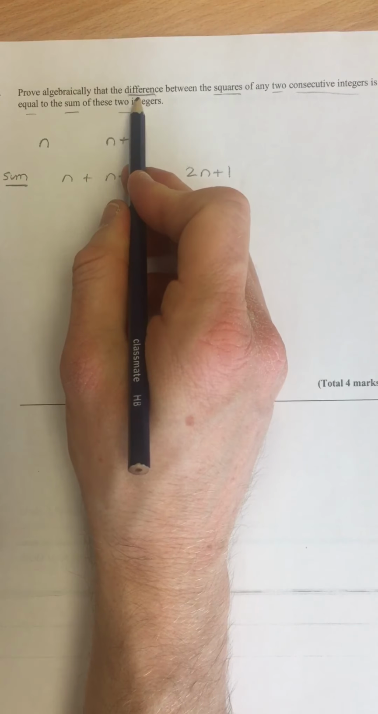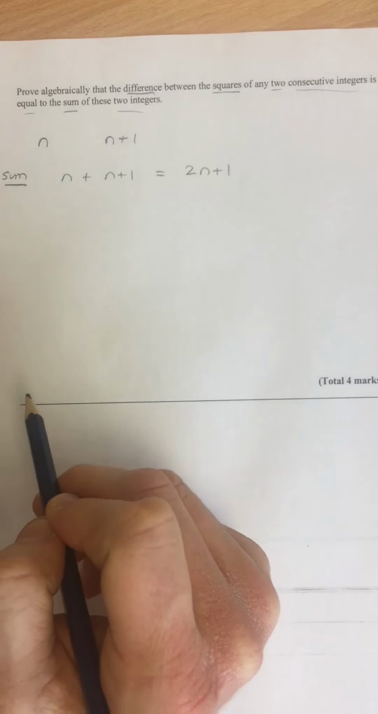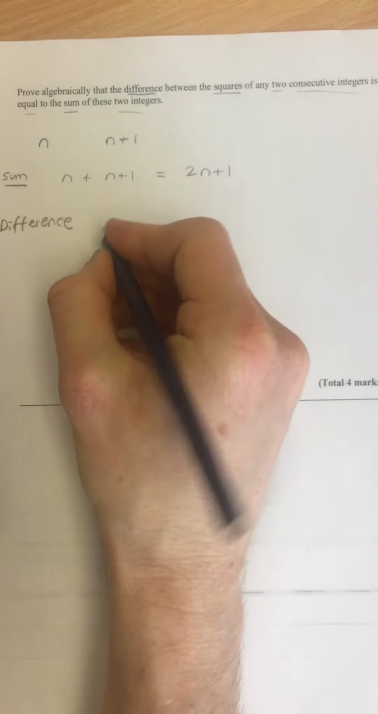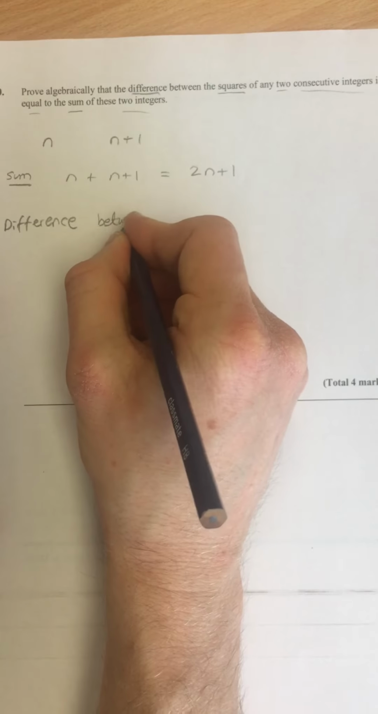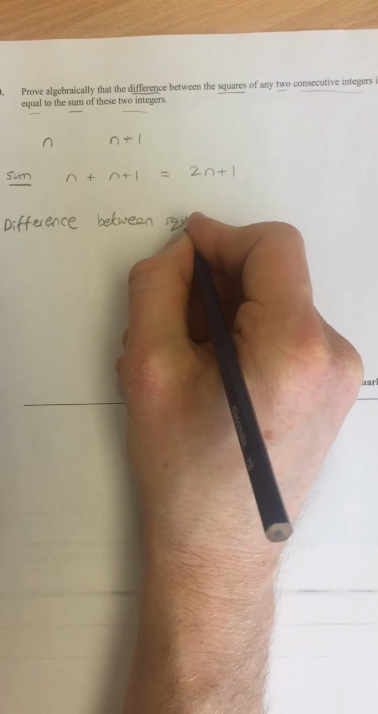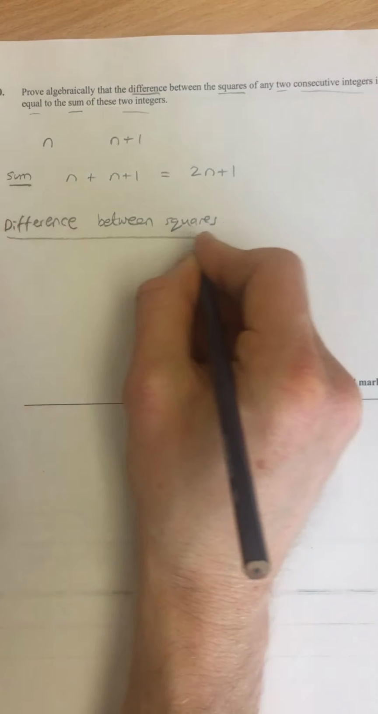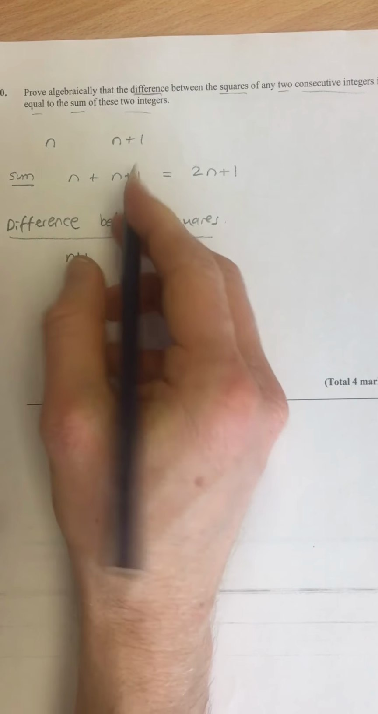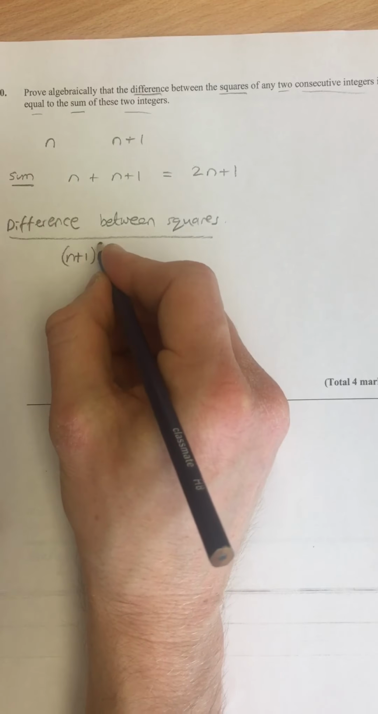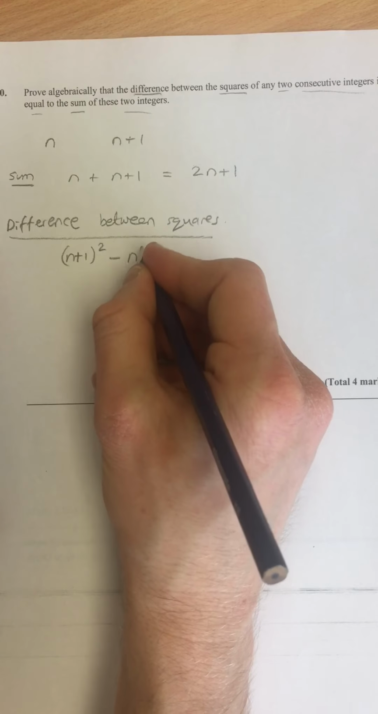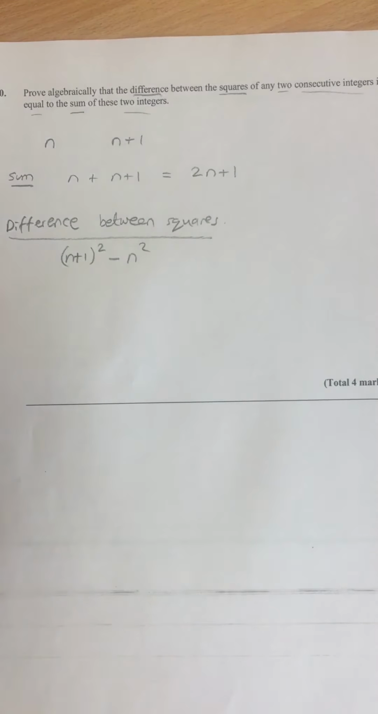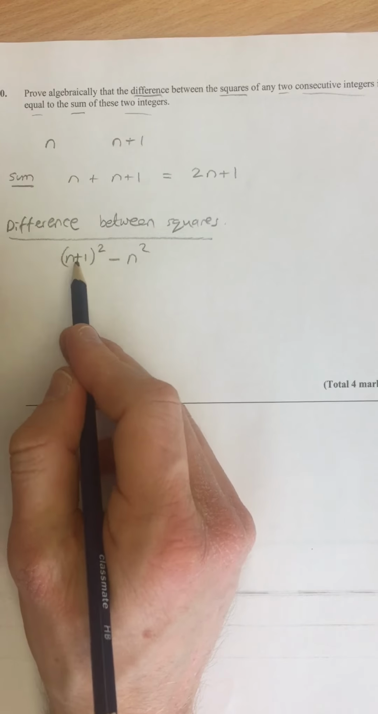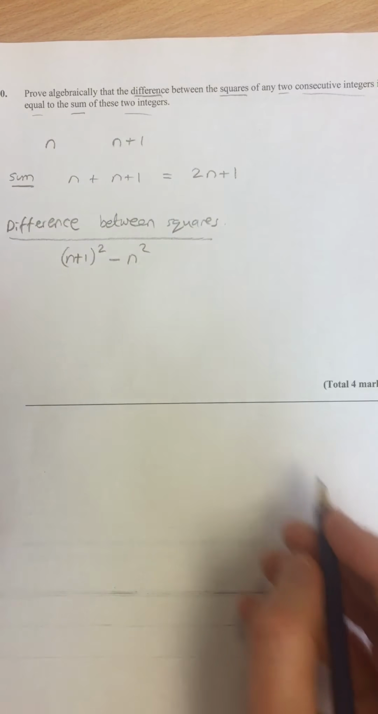Now let's work out the difference between the squares of those integers. So the difference between squares. Obviously I want to do the bigger number, so the n plus 1 squared, take away the smaller number squared. Otherwise, if I did it the other way around, I'd end up with a negative number. So you want to do the big one squared, take away the small one squared.